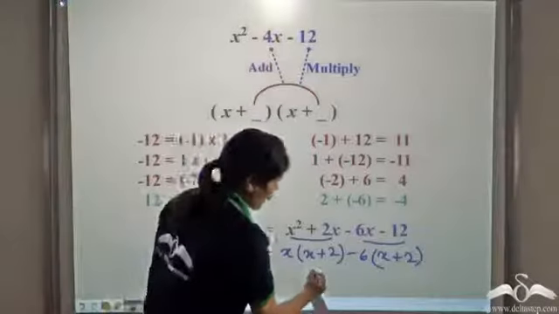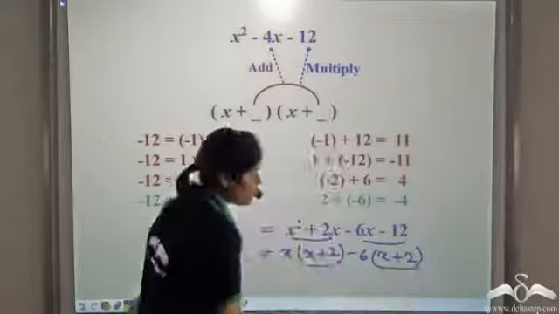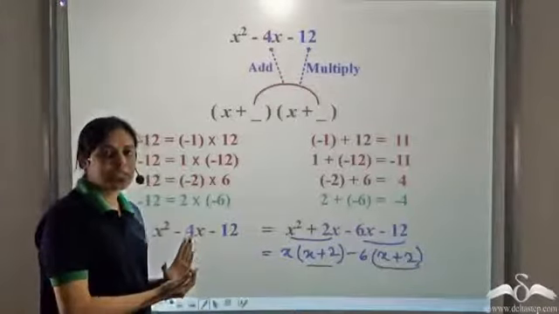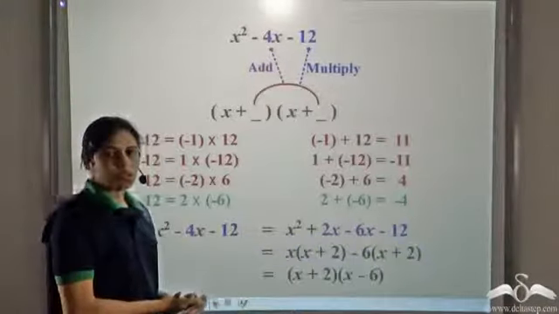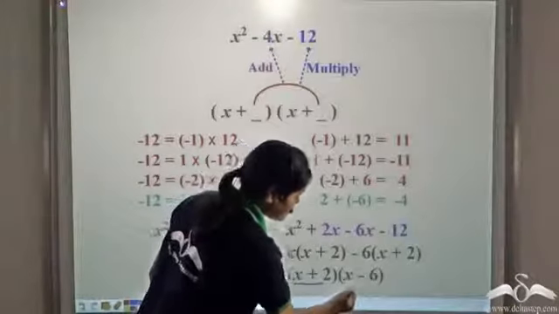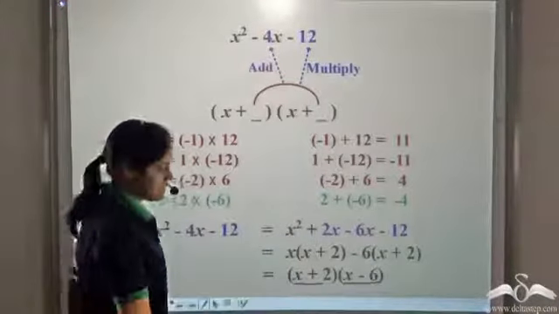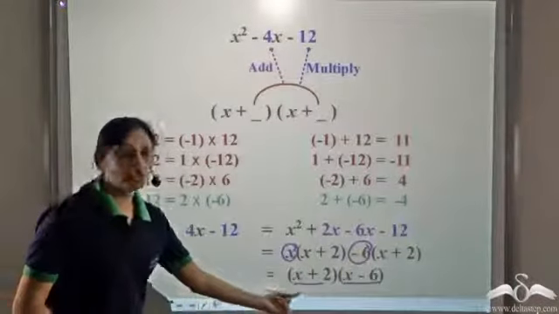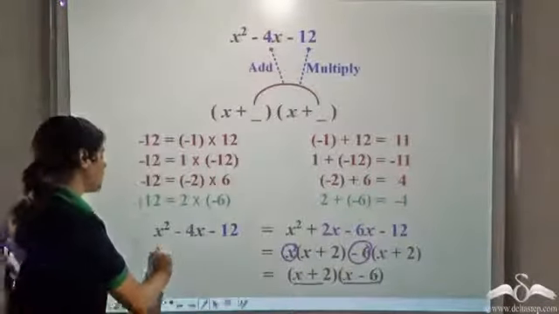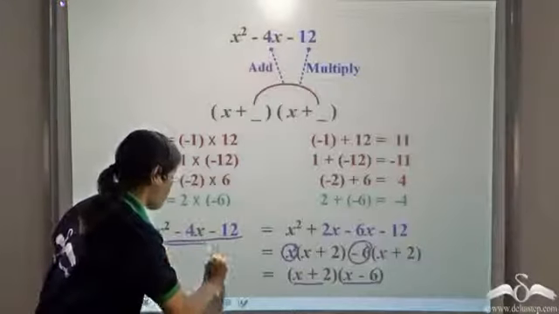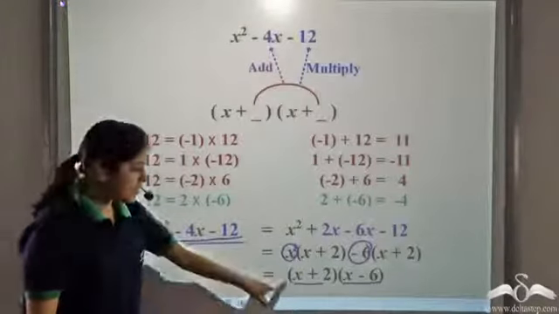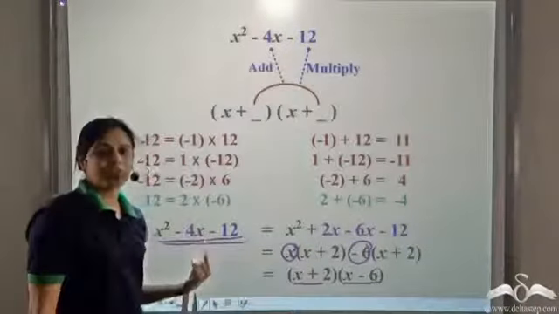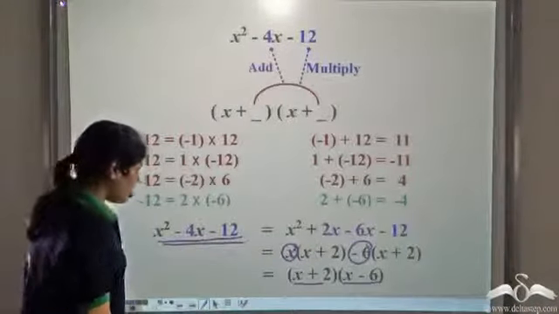So x plus 2 is the common factor in these two groups. So we can factor it out. So we factor it out to get x plus 2 into x minus 6. So x plus 2 into x minus 6 is the factorized form of this expression. X plus 2 is a factor of this expression. X minus 6 is a factor of this expression.